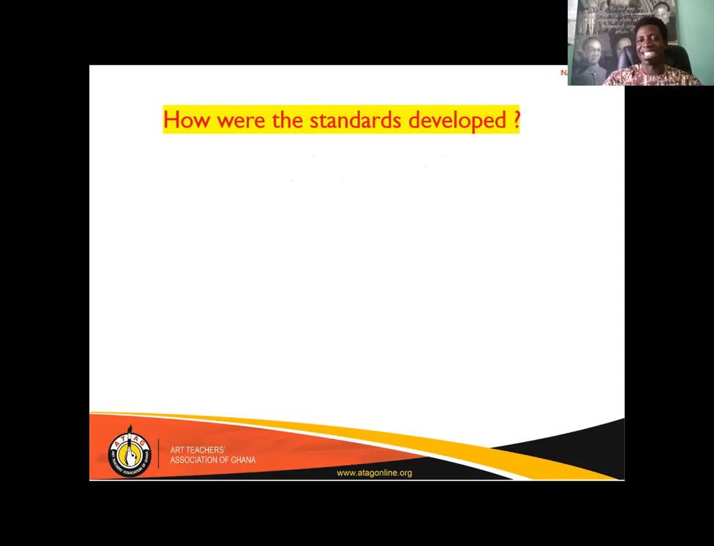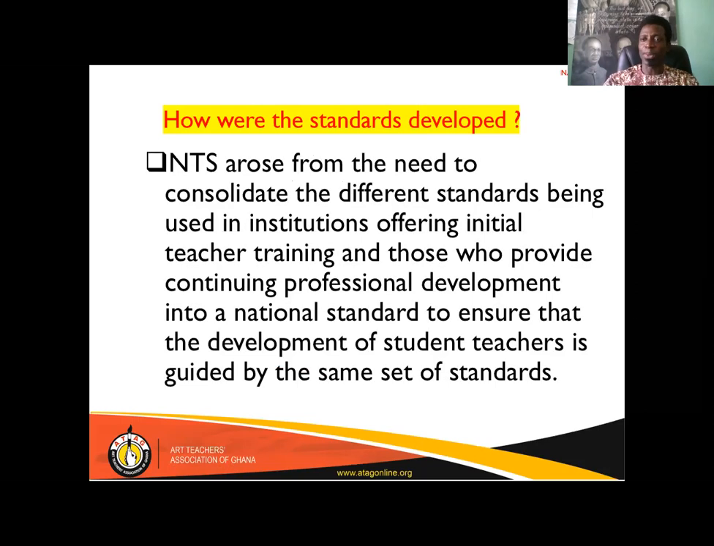How were the standards developed? The standards that we are talking about, how were they developed? Did somebody sit in one corner somewhere to develop something and say, I'm putting it out, teachers use it? So how was it developed? Now, it went through a rigorous process involving serious academics, right? So the NTS, the National Teaching Standards, arose from the need to consolidate the different standards being used in institutions offering initial teacher training and those who provide continuing professional development into a national standard, to ensure that the development of student teachers is guided by the same set of standards. So they developed that for that purpose.